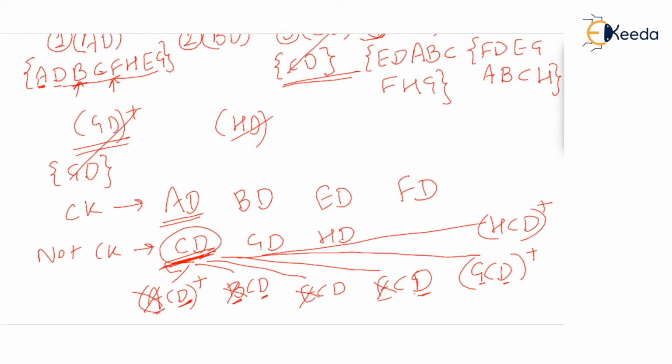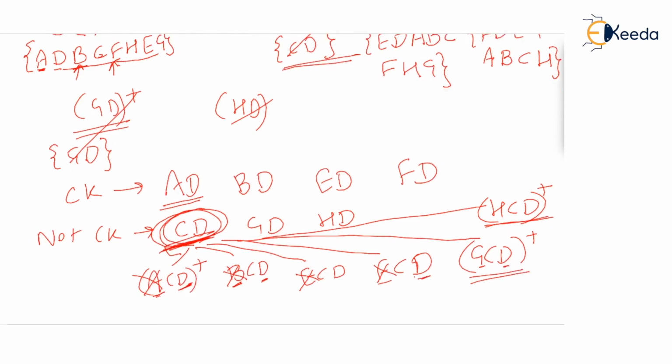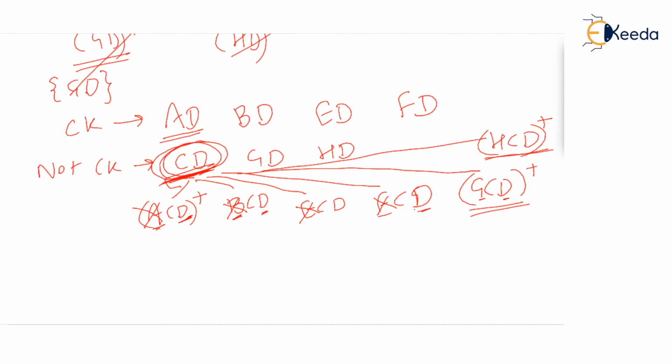I'm not doing that, but if you find the closure of this, you will not get all 8 attributes. That means anything joined along with CD is not going to give us any more keys. Are you understanding? So HCD is not the candidate key, GCD is not the candidate key. So you might think, okay, HCD is not the candidate key and GCD is not the candidate key. Can I join some more things onto HCD?